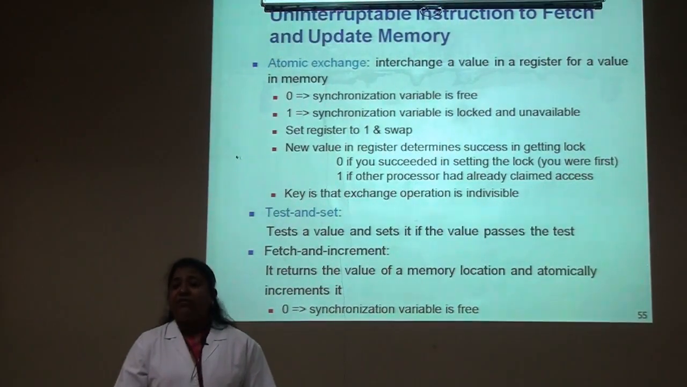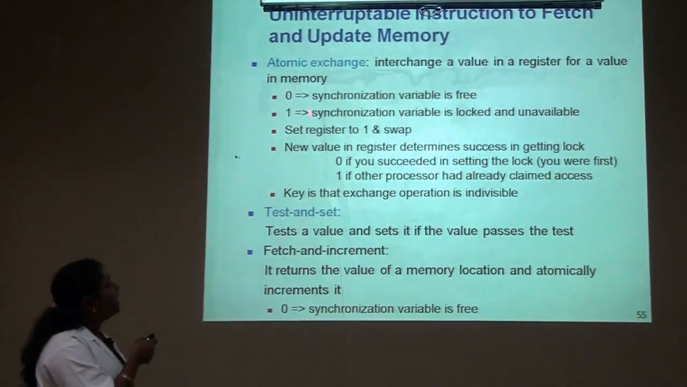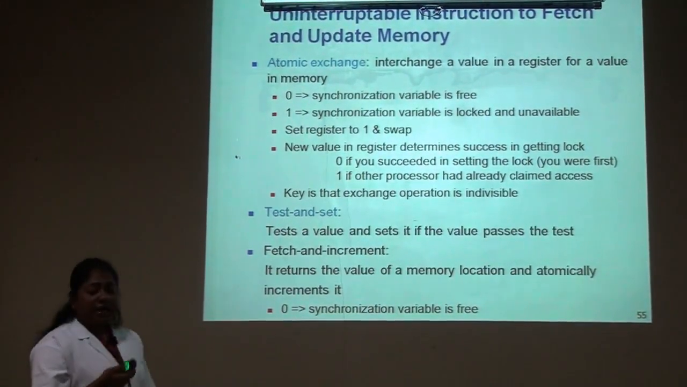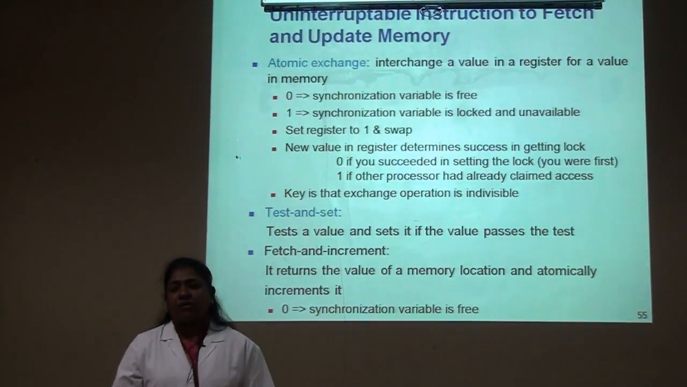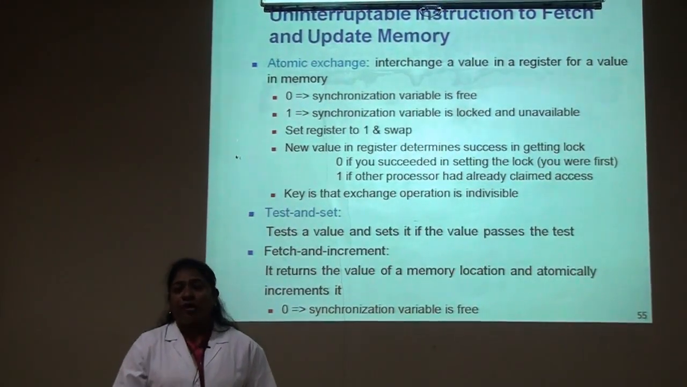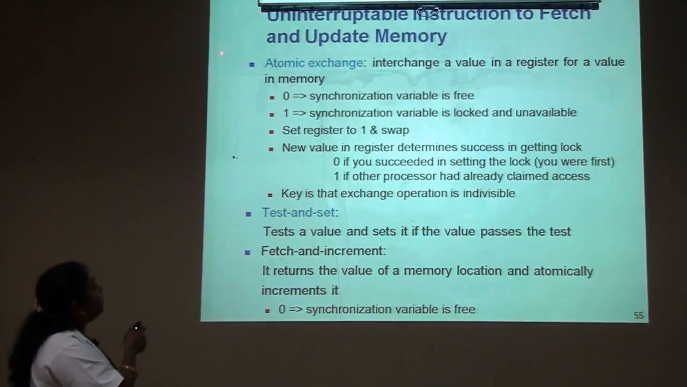So every variable can have a synchronization variable. If the synchronization variable is free, there is no problem, any processor will take the data. If the synchronization variable, the flag variable, is set to 1, it means that variable is already being used by some processor. So P2 has to wait to see whether the variable is available or not. For that purpose we have 0 and 1.